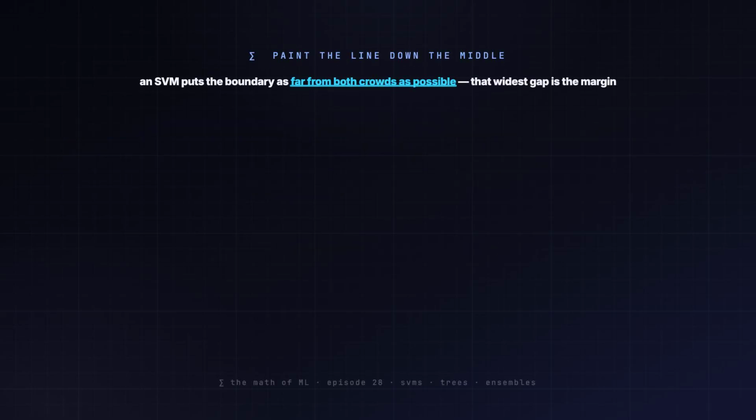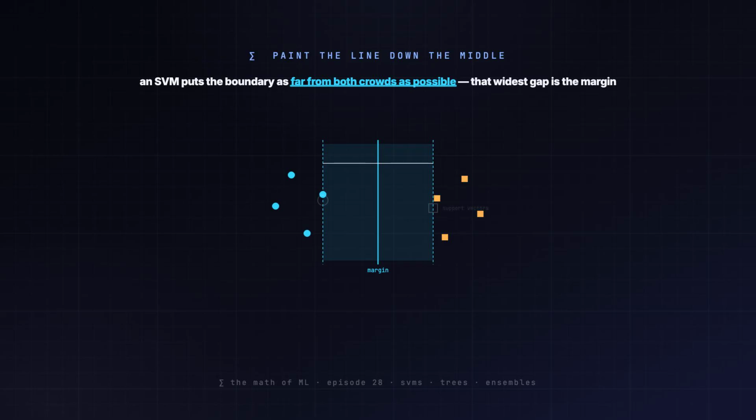Picture two crowds and you have to paint a line between them on the ground. You could paint it hugging one crowd, but that's risky, and with one new person, you're wrong. Better to paint it down the middle, as far from both crowds as you can. That widest possible gap is the margin, and maximizing it is the whole idea of a support vector machine.